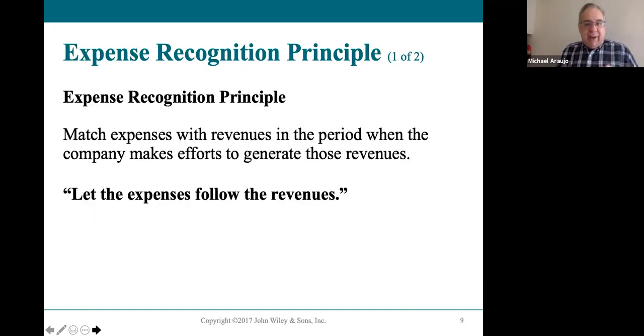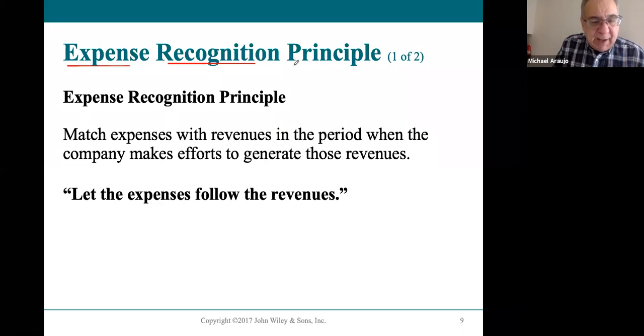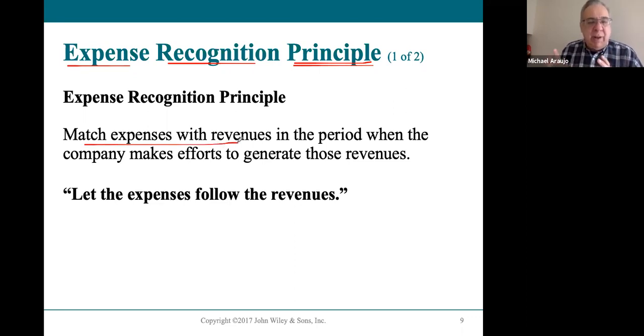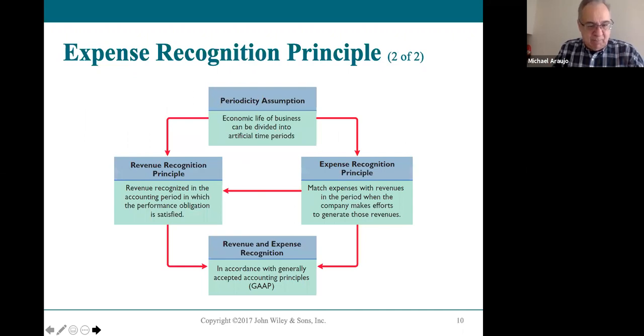Again, the very first financial statement we do is the income statement. So not only do all the revenues have to be there in that time period that they happened, but all the expenses have to be there in the time period that they happened. And that's what the expense recognition principle is about. Again, it's part of generally accepted accounting principles. We have to make sure that the expenses are matched up in the period when the company generated that revenue. And so expenses also follow the same rule.